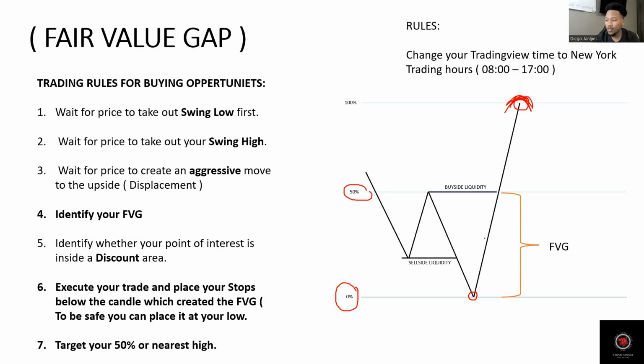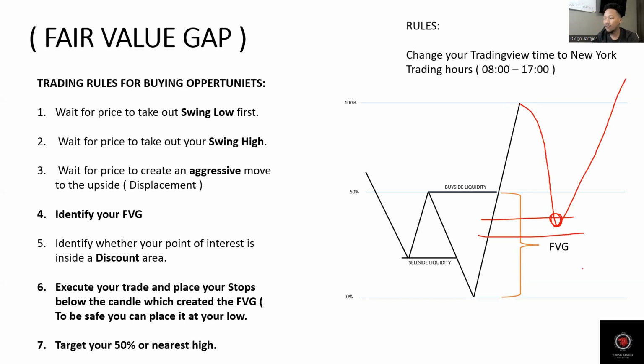Right? This is where you want to see your imbalance. Once you identify your imbalance inside your discounted area, this is where you're going to be patient and wait for price to pull back into your discounted area, and you are going to go long if you identify your fair value gap right there. You can place your stops below the candle which started off the fair value gap, or to be safe, you can just place your stops below price over there, right?